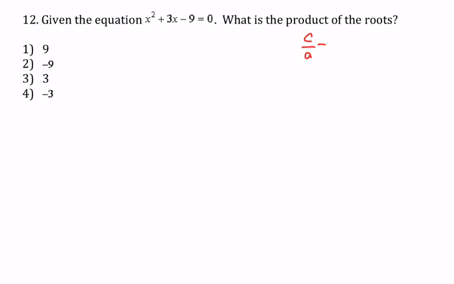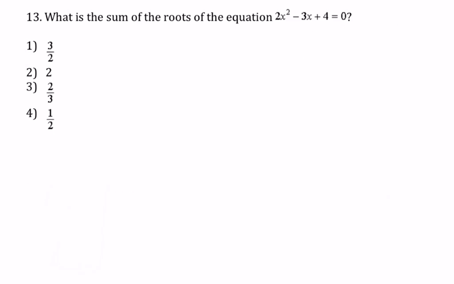Alright, what is the product of the roots? Product of the root is c over a, and then in this case c is equal to -9, a is equal to 1, so we get -9 to be our product of the root. Number 13, how about the sum of the root, which is -b over a, then -3. Notice that we have double negative over here. So first negative is coming from the formula, second negative is coming from the equation. Alright, then we end up getting positive 3 over 2. Choice 1 becomes the answer.